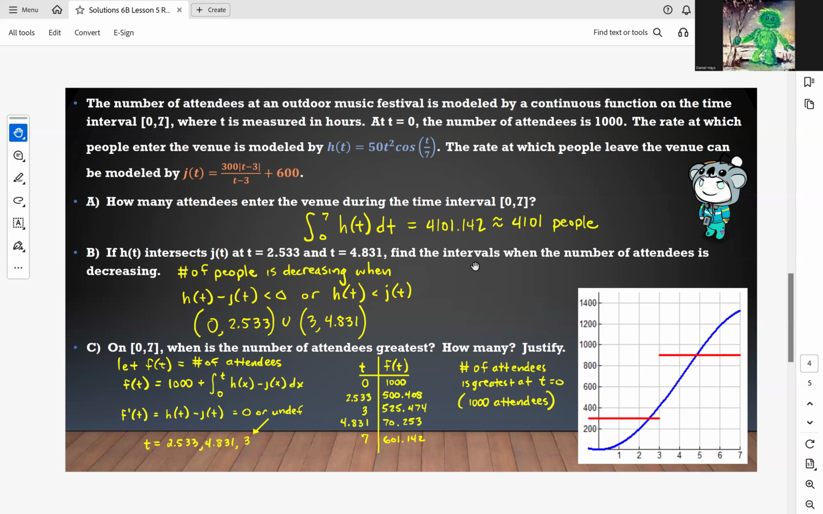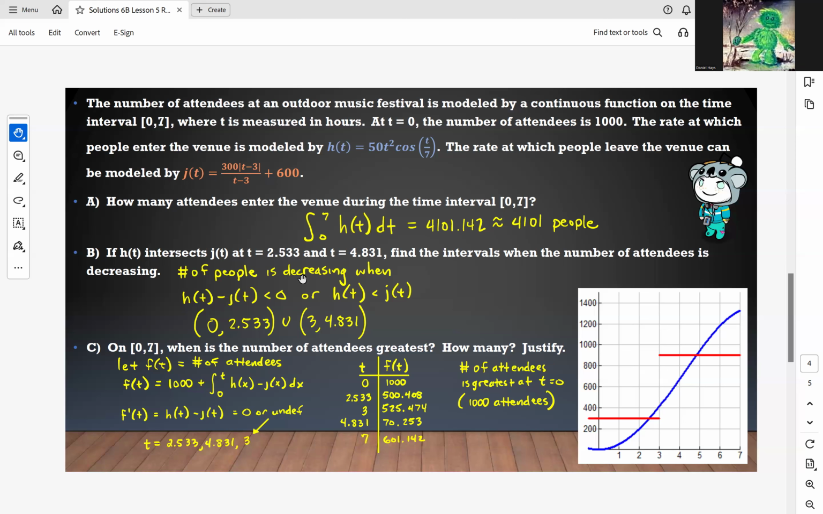We want to find the intervals when the number of attendees is decreasing. Keeping in mind, we still don't have a function for number of attendees. Even if I can't see that function, I still know that any function is going to be decreasing if its derivative, its rate of change, is less than 0. And I do have enough information to piece that together.